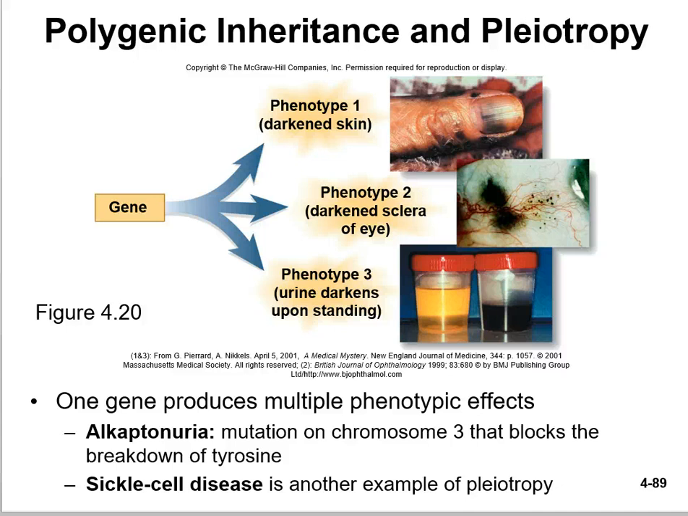Among the multiple phenotypic effects of that disorder are darkening of the skin, darkening and degeneration of cartilage in places like the ears and knees and the intervertebral discs, and darkening of urine when it stands long enough to oxidize, discoloration of teeth, and even the whites of the eyes. It even causes arthritis in the shoulders, hips, and knees, and can damage the heart valves and prostate gland. Another well-known example of pleiotropy is sickle cell disease, which will be detailed in a later chapter.